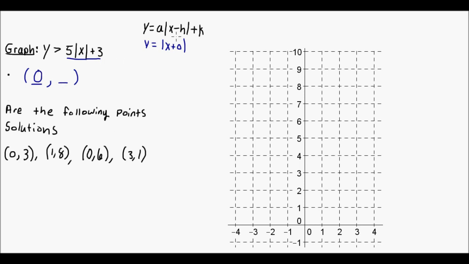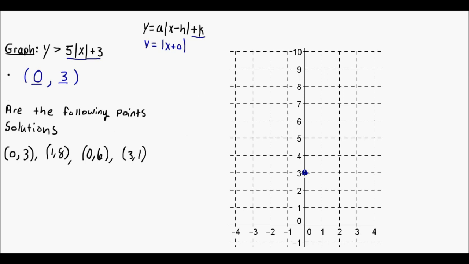Now the y component of the vertex is determined totally by this value here, and whatever the sign of this value is, it's the same here. Whatever you add to the absolute value portion of the equation or inequality is the y component. In this case, we're adding a 3. So I'm going to go ahead and plot the vertex. That's (0, 3).